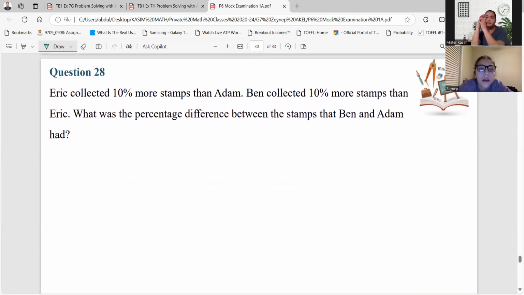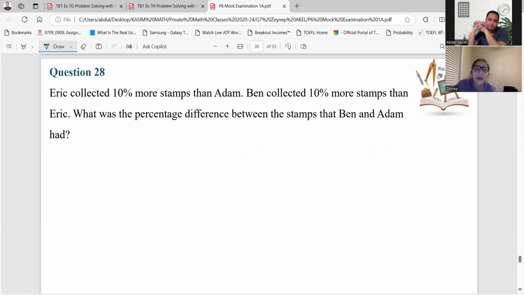Eric collected 10% more stamps than Adam. Ben collected 10% more stamps than Eric. What was the percentage difference between the stamps that Ben and Adam had? Eric collected 10% more stamps than Adam, and Ben collected 10% more stamps than Eric. What was the percentage difference between the stamps that Ben and Adam collected?